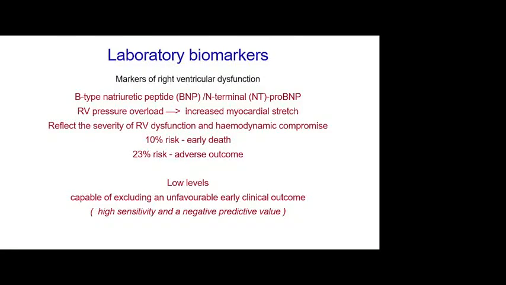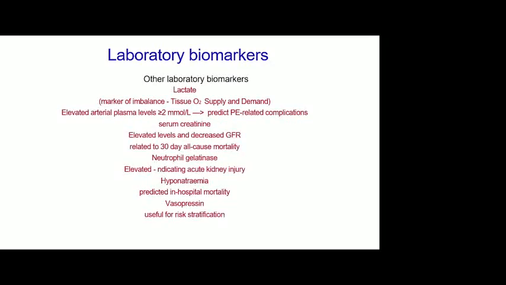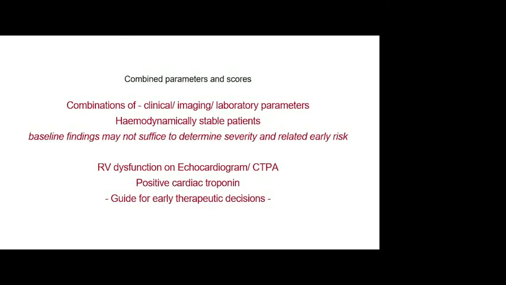Then markers of heart failure, B-type BNP or NT-proBNP, we can use these. These are elevated with myocardial stretch. So if it is positive, it leads to worse prognosis. Then other lab parameters like lactate, serum creatinine, neutrophil gelatinase, hyponatremia, vasopressin, these things also show hypoperfusion. So these are also good markers of prognosis.